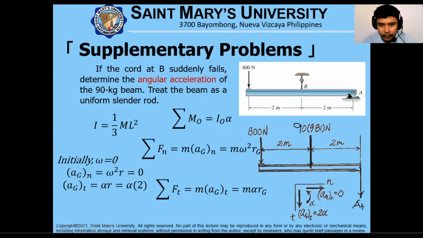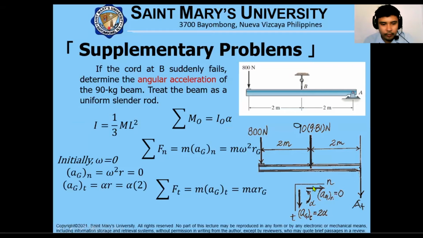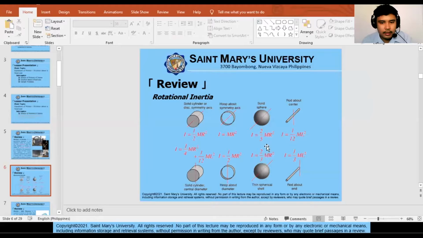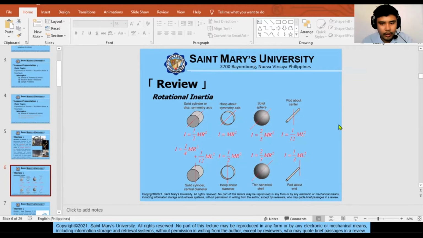Again, the first step is to draw the free body diagram. So drawing the free body diagram, 800 and 90 multiplied by 9.81, since it is only on the mass. Next, 2 meters, 2 meters, etc. Kindly consider again the concept of moment of inertia, then the three equations. This one has been utilized due to this. So again, go back to our concept on equations of motion for rotation about a fixed axis. We'll review rotational inertia here. So there is a formula.